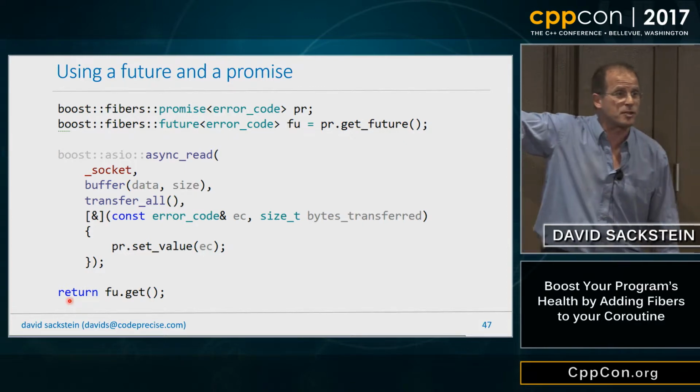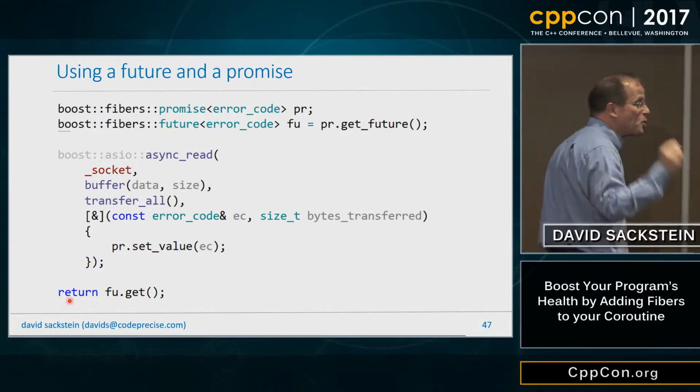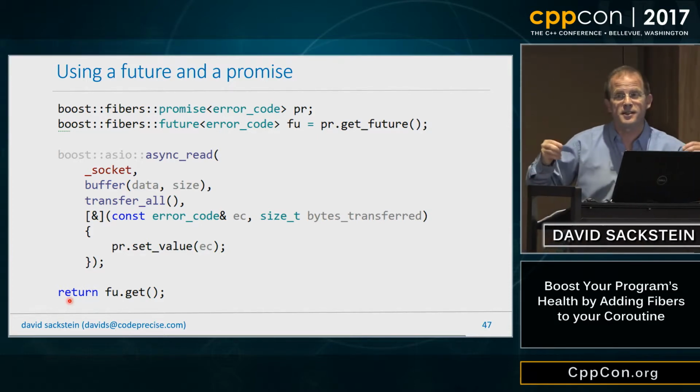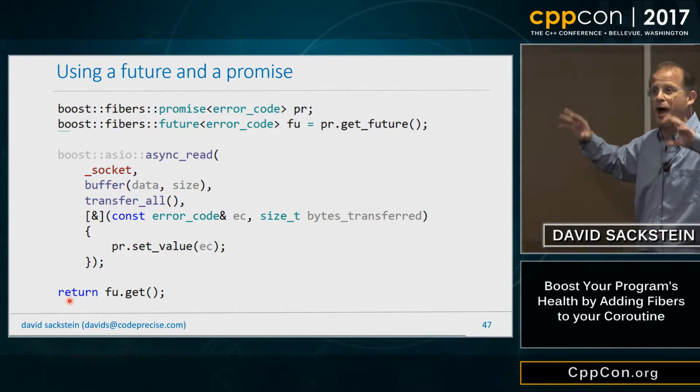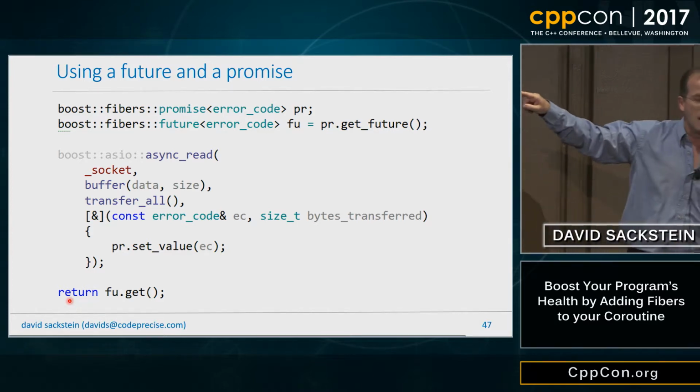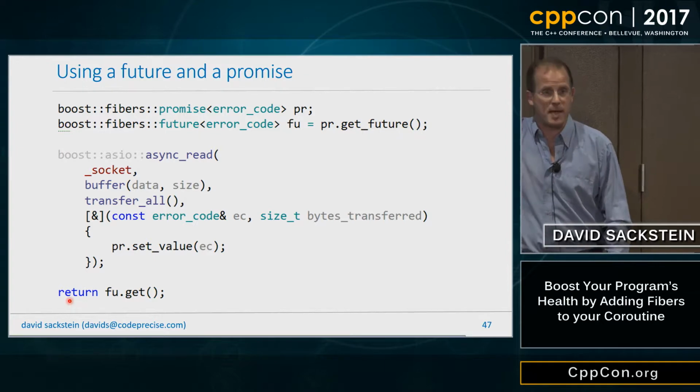And then what does our function go and do? It calls future.get. This is a blocking call. We're used to thinking of these as bad ideas. This would require a context switch. But in the context of Boost Fiber, it doesn't block the thread. What's happening here is that the fiber becomes suspended.